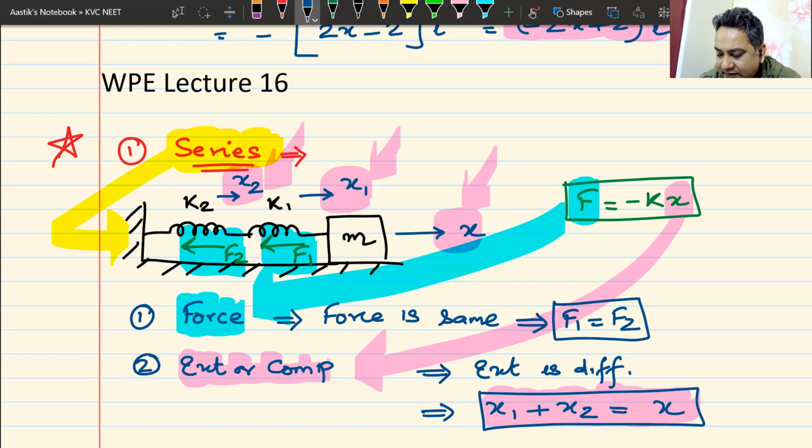Do we all understand this? What we have understood is that forces in both the springs are same, but the extension in both the springs are different. Can I have some raised hands from everyone in the class, in the offline class as well as in the online class, that we have understood this?